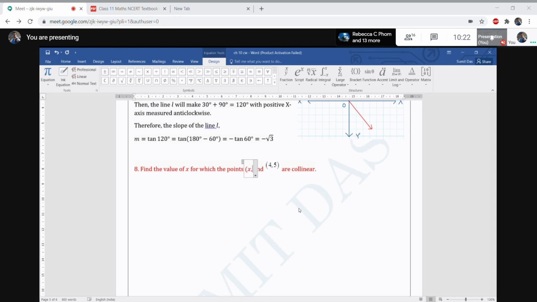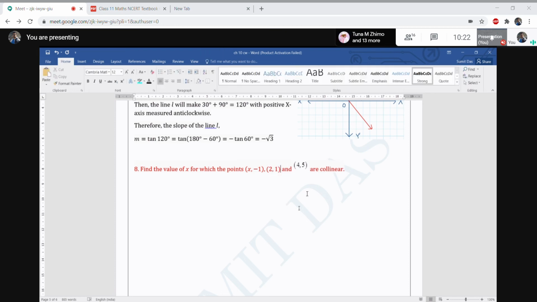Look, today you don't have a second class, right? So I will extend this class for around 30 minutes, okay? Because I just want to complete this exercise by today. Because in your exam this chapter will be there, so otherwise it will be difficult.